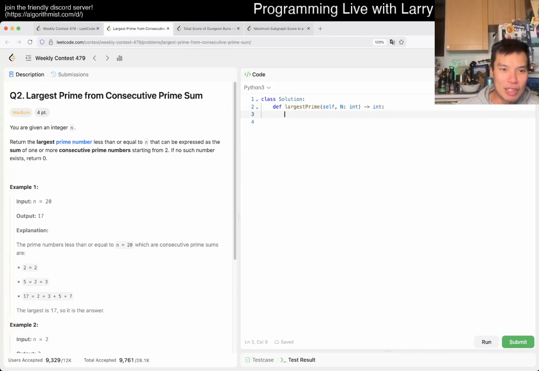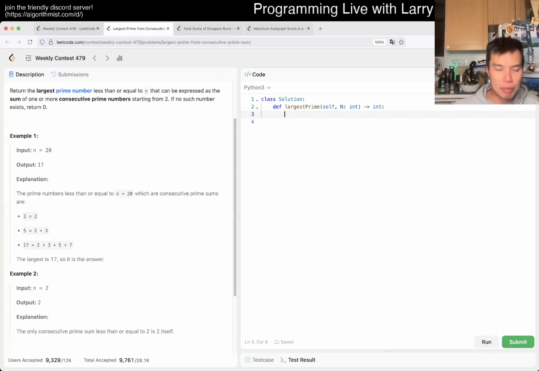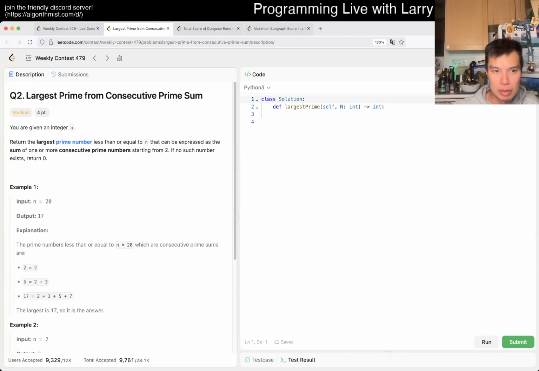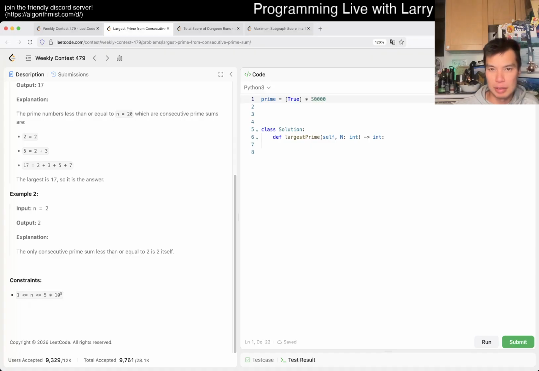But yeah, okay. The largest prime number less than or equal to n that can be expressed as the sum of 1 or more consecutive primes starting from 2. Oops. Okay, so I mean it's just a pre-processing problem, right? The largest prime number less than or equal to n. Okay, I mean it is pre-processing for sure. Let's just say right.